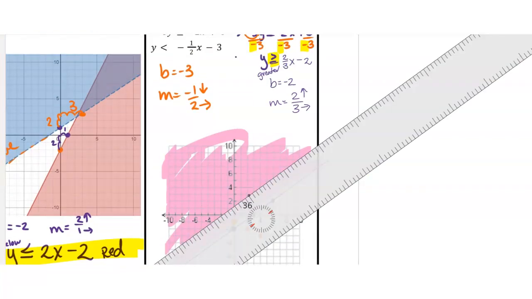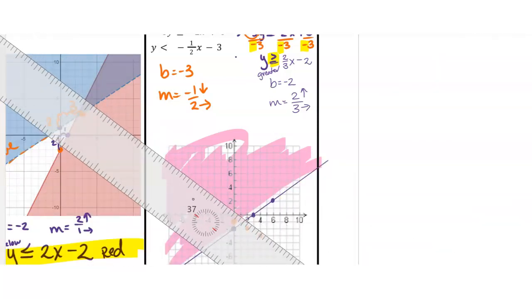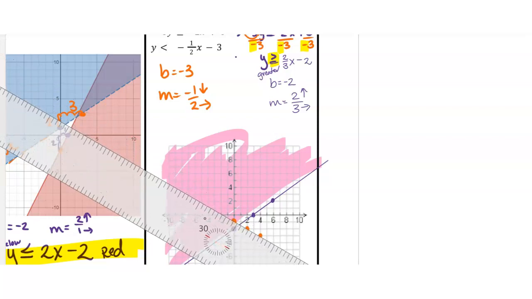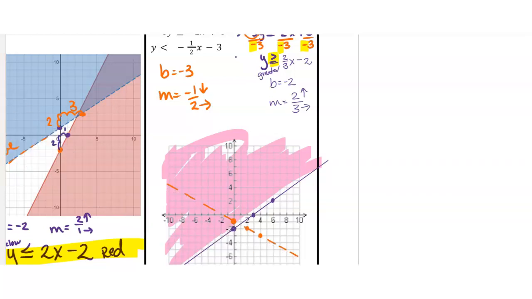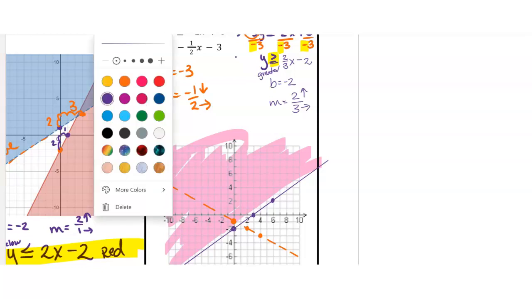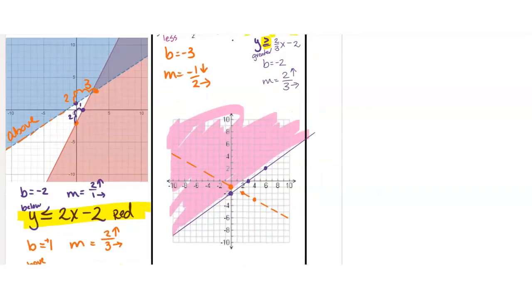Because there's no equal sign in that inequality, that means that we are going to draw a dashed line through those points. And when we read it as y is less than, and less means below. So we're going to shade, oops, wrong line, below the line.